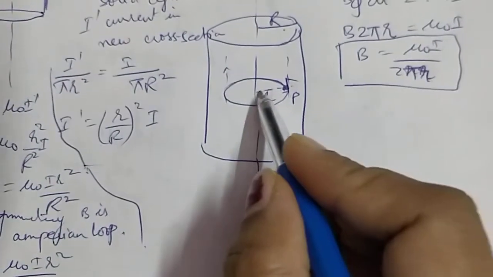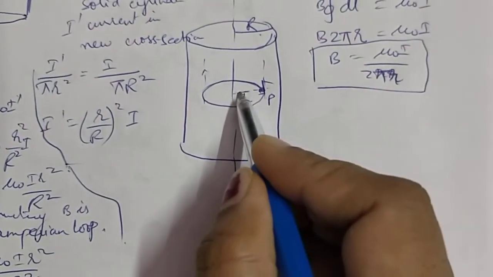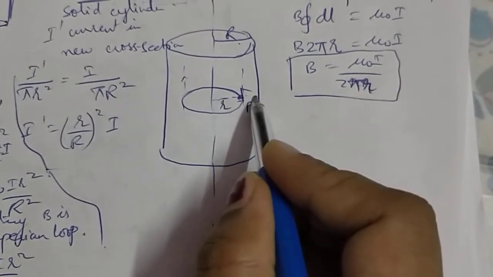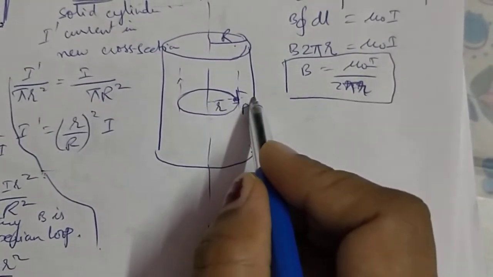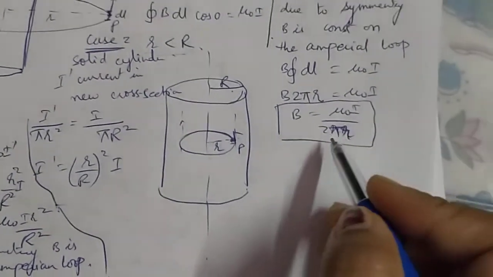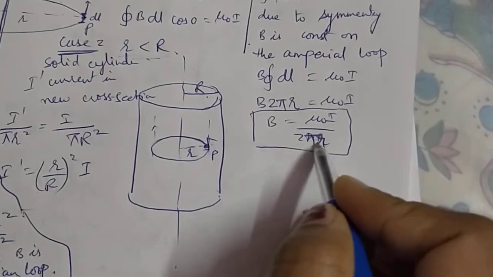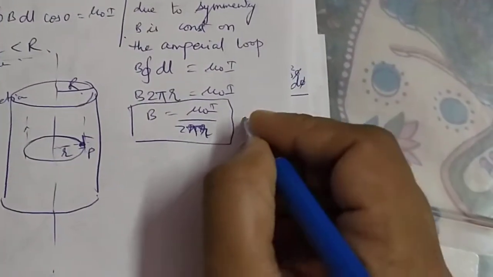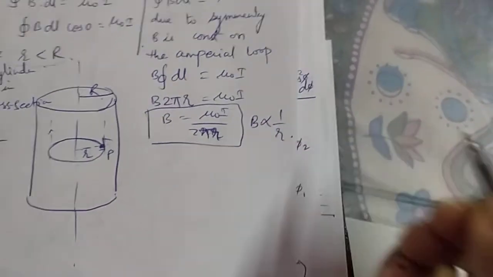So you see B is directly proportional to r. That means if point P is closer, the magnetic field will be smaller. As you go out, the magnetic field will increase. It will increase till you reach here. After you go out, what will happen? Then we have to consider case 1, which is mu naught I by 2 pi r. So as you go out of this, it becomes inversely proportional. The first case was inversely proportional to r, and in this case it is directly proportional to r.